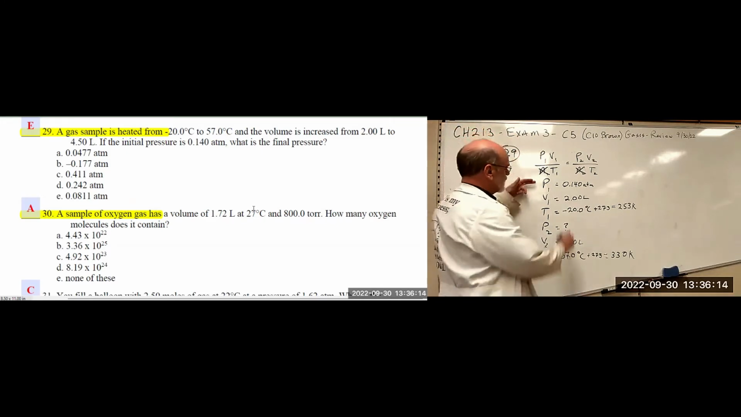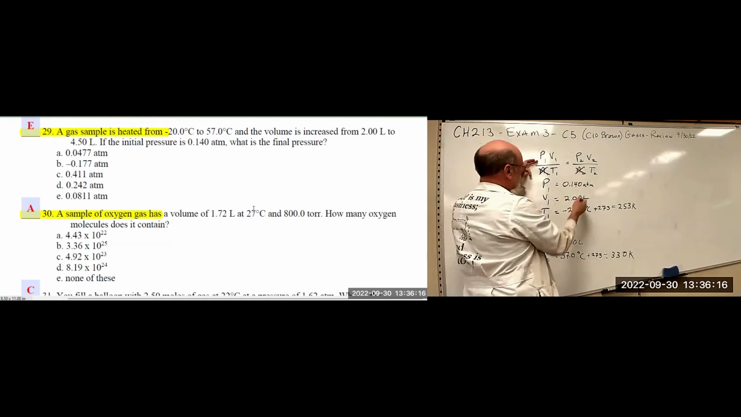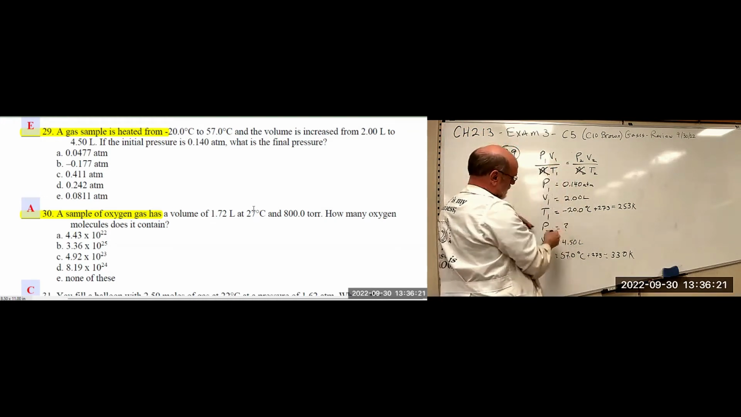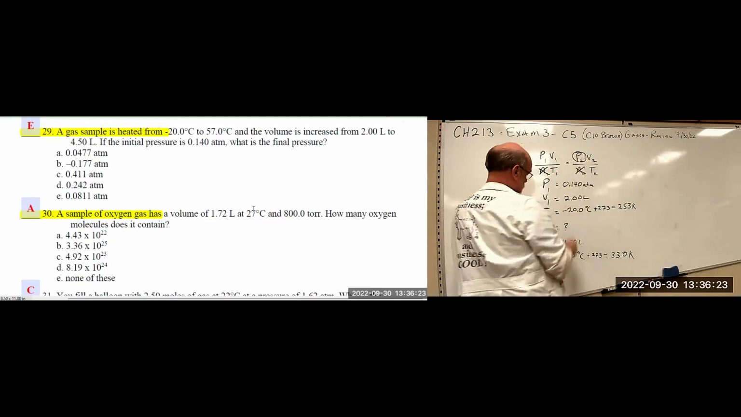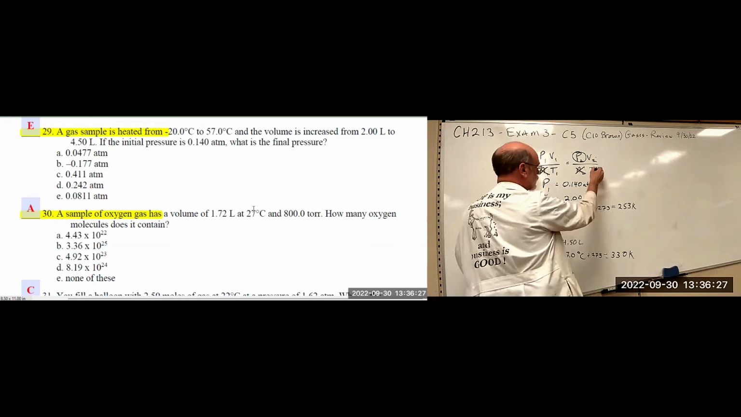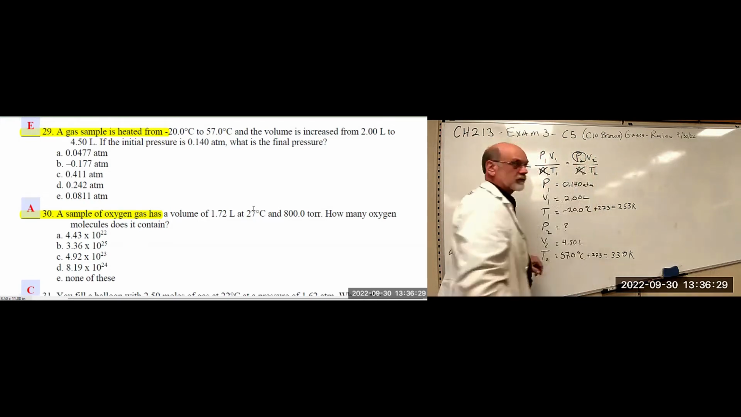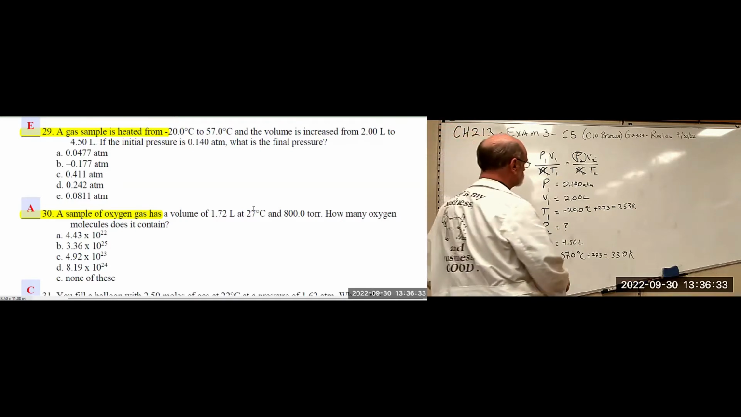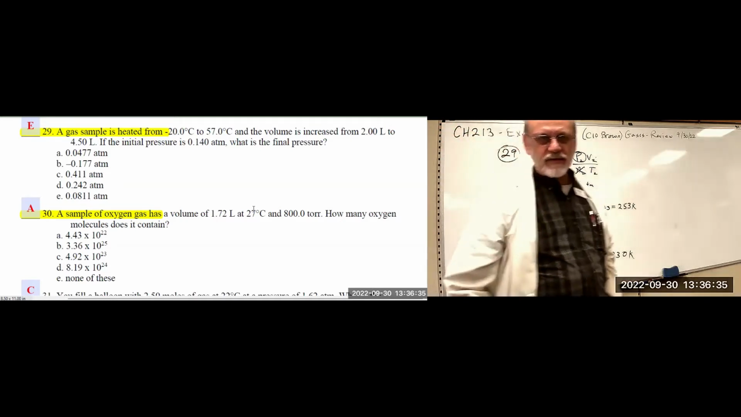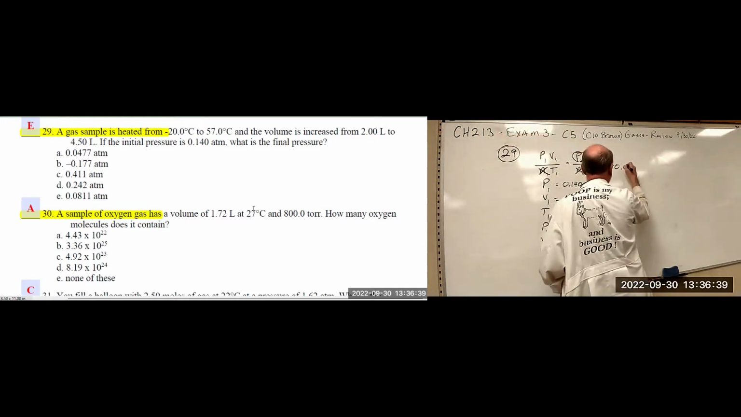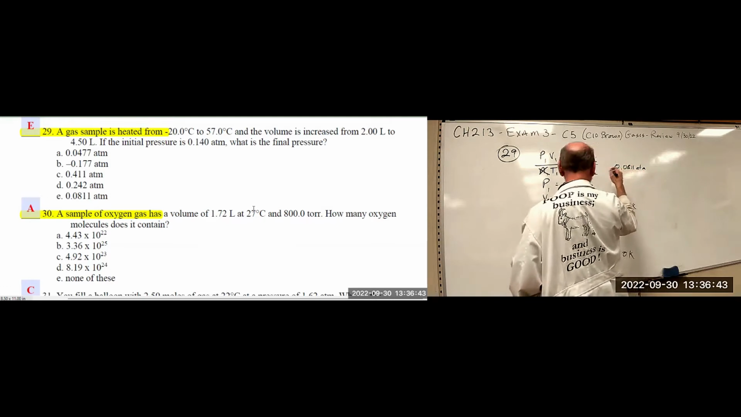And we just plug these in. That one goes there. This one goes here. That one goes there. And this one is unknown. And V2 goes there. And T2 goes there. We solve for that unknown. And if we do our math right, we should come up with 0.0811 atmospheres is equal to P2.